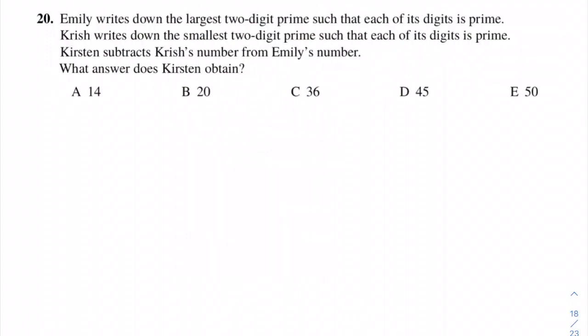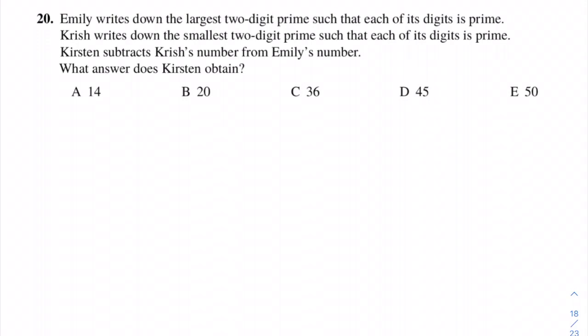Question 20. Emily writes down the largest 2-digit prime such that each of its digits is prime. Krish writes down the smallest 2-digit prime such that each of its digits is prime. Kirsten subtracts Krish's number from Emily's number. What answer does Kirsten obtain? Okay, so it's a 2-digit number. So the largest possible 2-digit number would be 99. Well, all the numbers in the 90s don't include a prime digit since 9 is not prime.